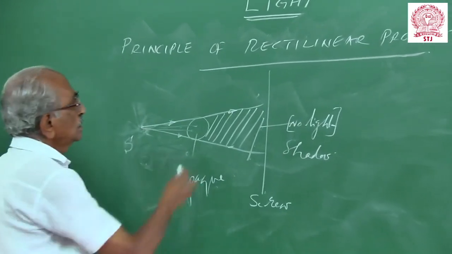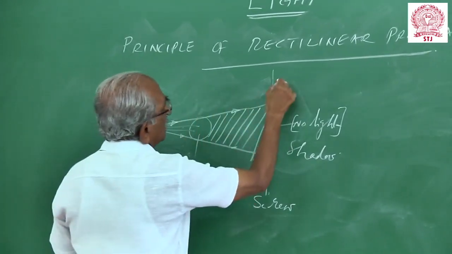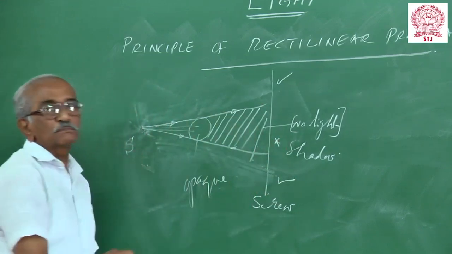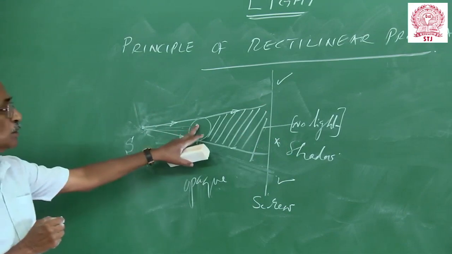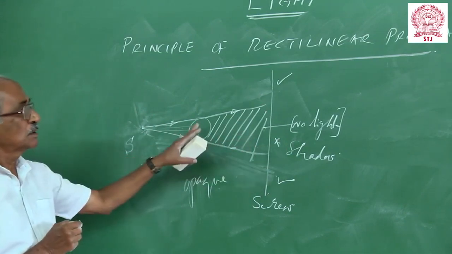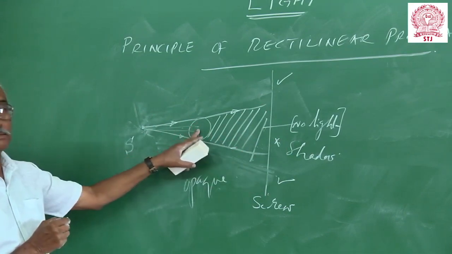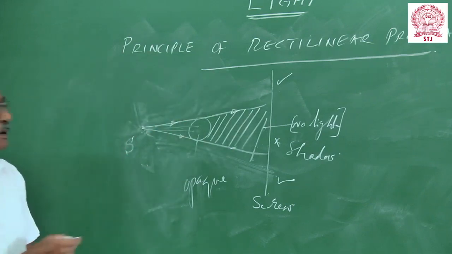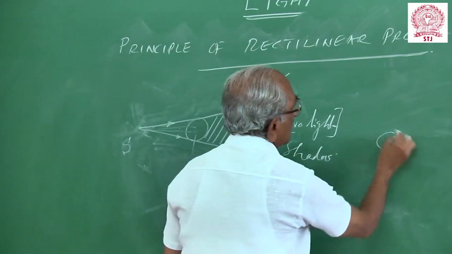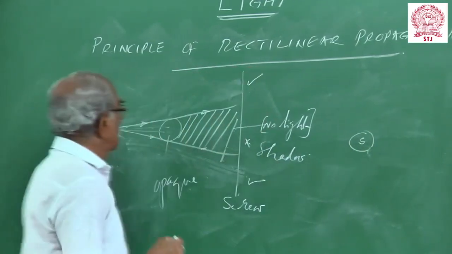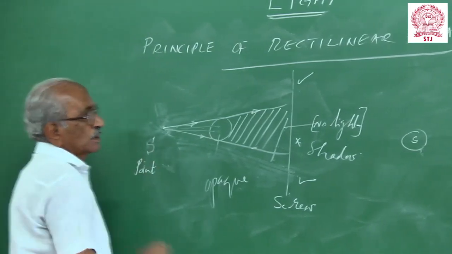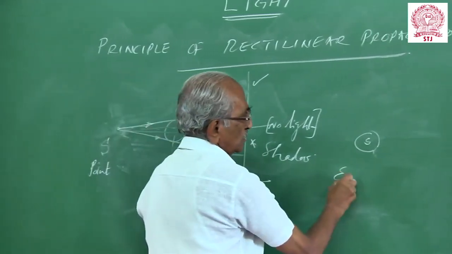Now here you get light. Here we get light. But we don't get light here. Now that is the shadow that is formed. Now that resembles the shape of the object. That is a consequence of the rectilinear propagation of light. Now if you have an extended source, this is a point source. This is an extended source.